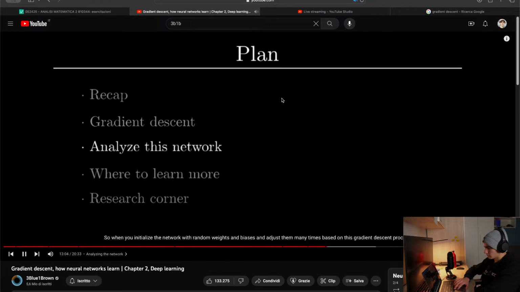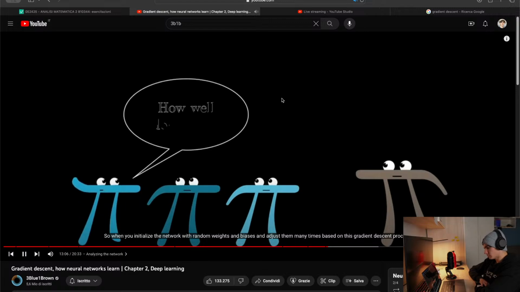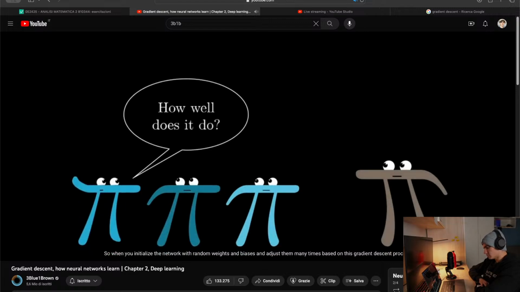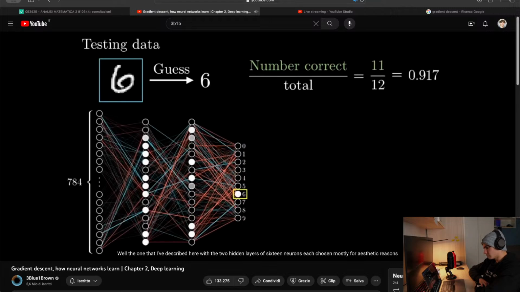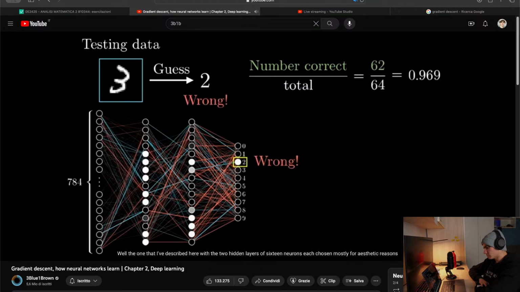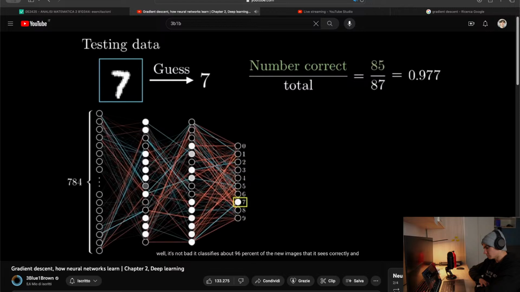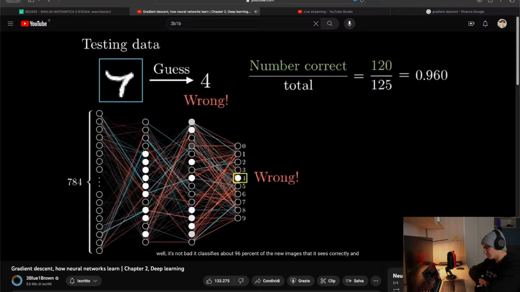So, when you initialize the network with random weights and biases and adjust them many times based on this gradient descent process, how well does it actually perform on images that it's never seen before? Well, the one that I've described here, with the 2 hidden layers of 16 neurons each, chosen mostly for aesthetic reasons, well, it's not bad. It classifies about 96% of the new images that it sees correctly.